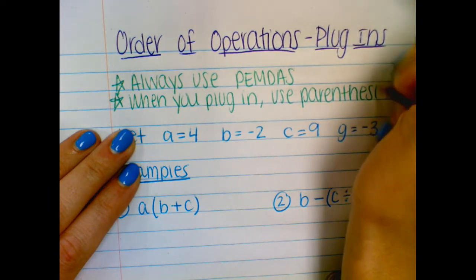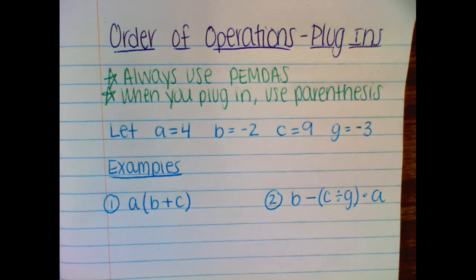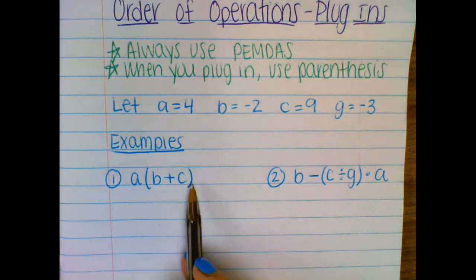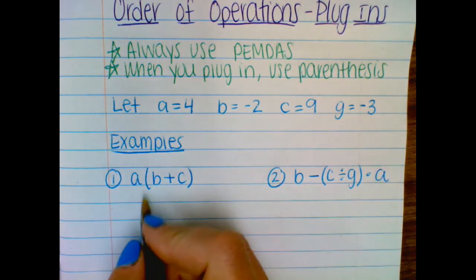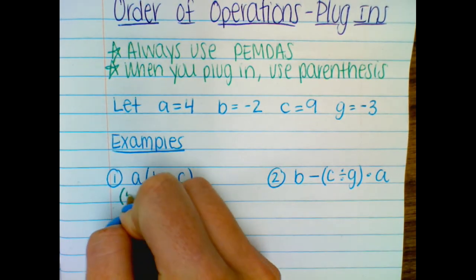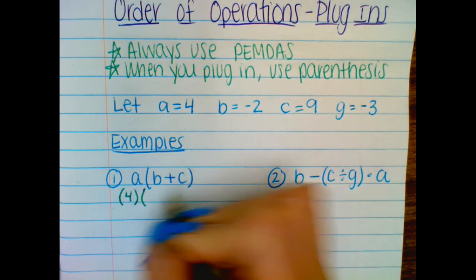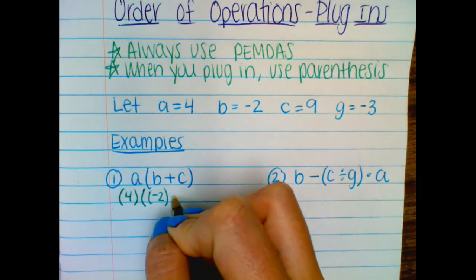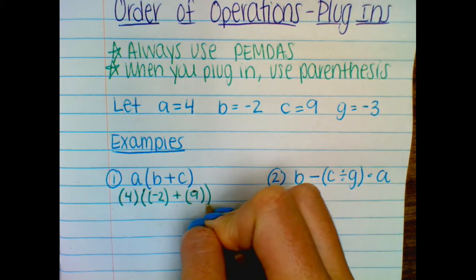And today, since we practiced in the first video how to do it all the way out, I'm only going to do one like that, and the rest we're going to practice using our calculator. So number one, okay, is A parenthesis B plus C. So you have to put the numbers in where they go. So A is 4. So wherever I plug in, I'm going to put those in parentheses. So there's A. Okay, then there's a parenthesis. Here's B. So I put -2 in parentheses. Plus, now here's C, so I need a parenthesis, 9.